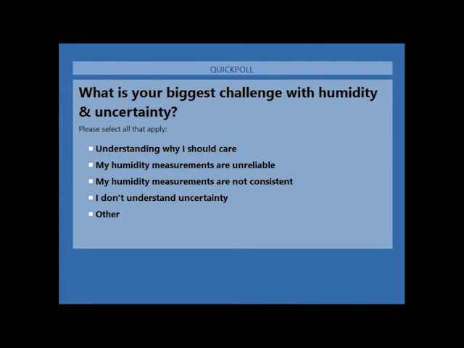Is it understanding why you should care about uncertainty? Is it that your humidity measurements are unreliable? Is it that your humidity measurements just are not consistent? You just don't understand uncertainty? Or is it something else? And if it's something else, feel free to type it into the question pane, and I can share that with the audience too.